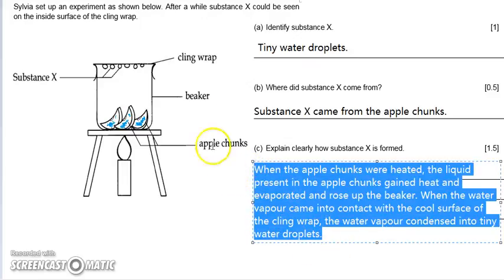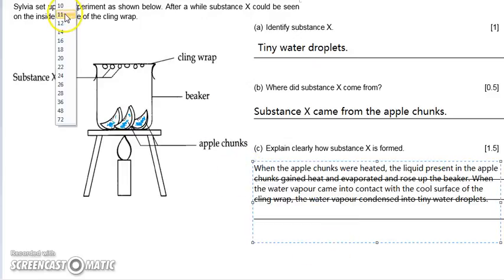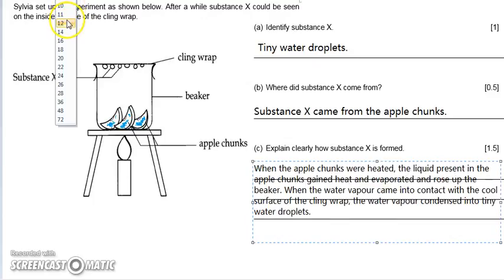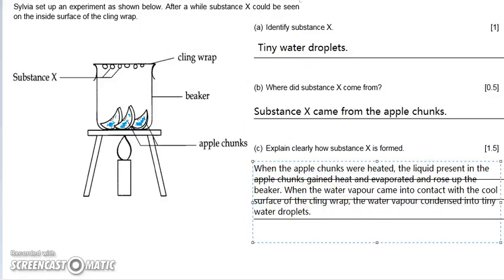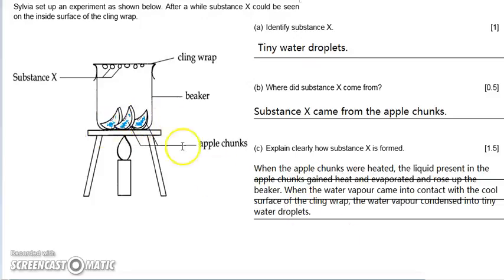It's a bit long here because I'm using a bigger font. But if you were to write it like that, then it's not going to be that long. So this is a very common question regarding condensation and evaporation and how heat is involved. So when the water vapor came into contact with the cool surface of the cling wrap, you must say it loses heat. It loses heat and the water vapor condenses into tiny water droplets.